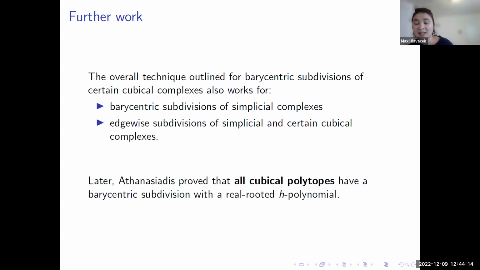After we put out this paper, later Christos Athanasiadis proved that all cubical polytopes have a barycentric subdivision with a real-rooted h-polynomial. His methods were different. The h-polynomial that I defined to you is only defined for simplicial complexes. Some people have defined a specific h-polynomial for cubical complexes, and he was able to use that h-polynomial to prove this result for all cubical polytopes. So I'm still curious if all cubical polytopes do have a stable shelling, and if so, then we can also use our technique.